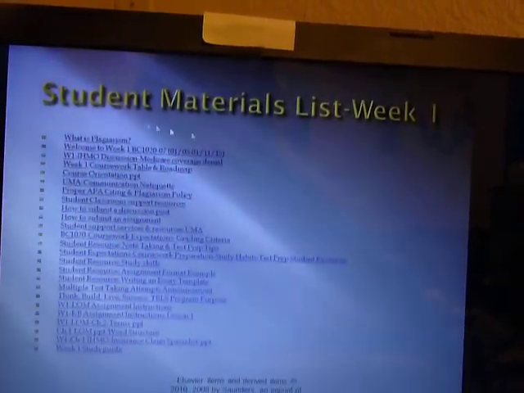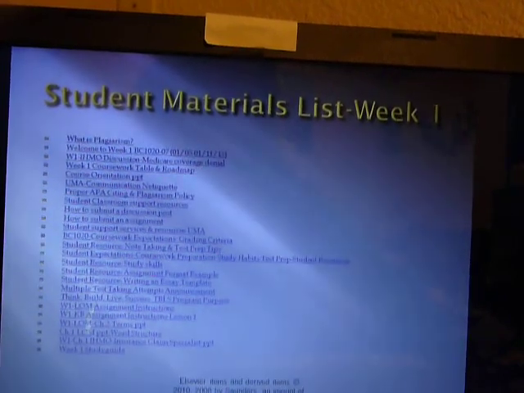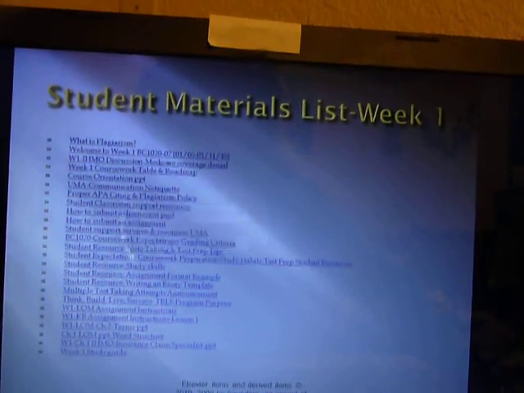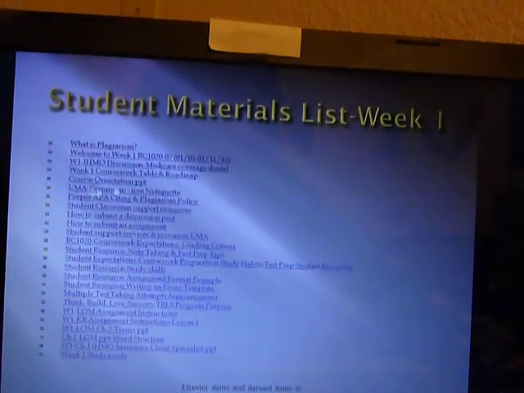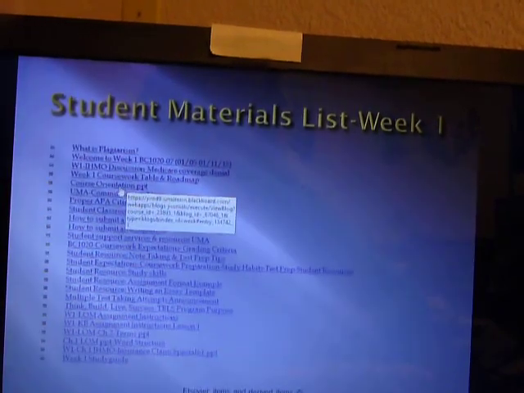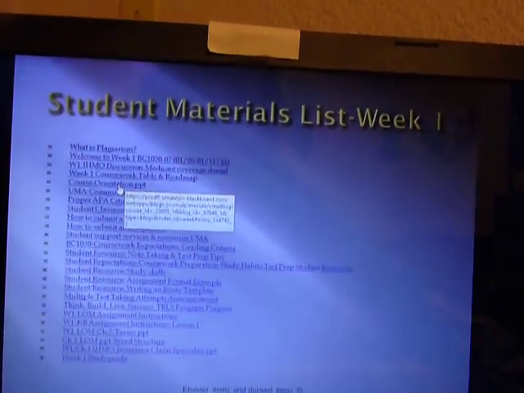Here's an example of student materials listed for week 1. These are all the topics that you can choose, and you click on the hyperlinks. What's plagiarism? A welcome to that week. Discussion instructions, coursework table and roadmap, orientation, week 1. You can refer back to all of these things.